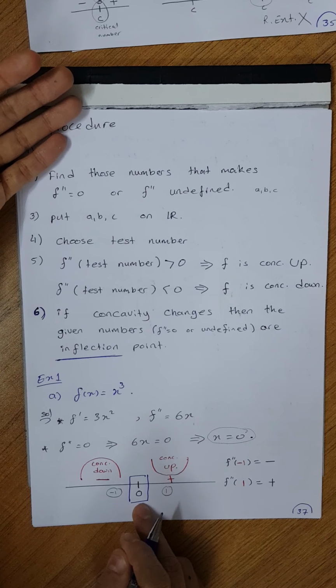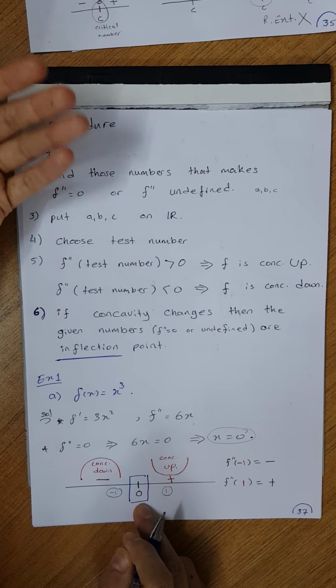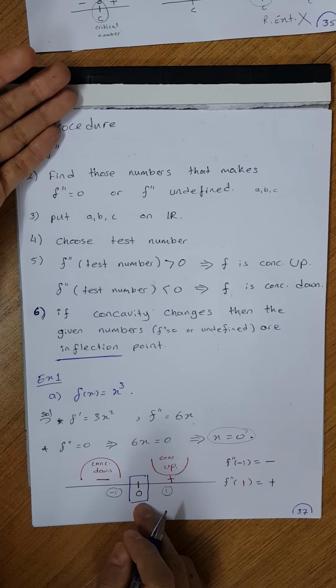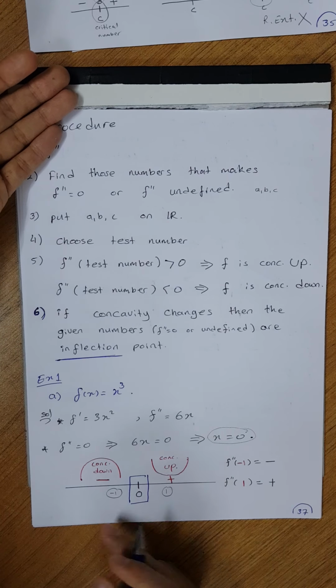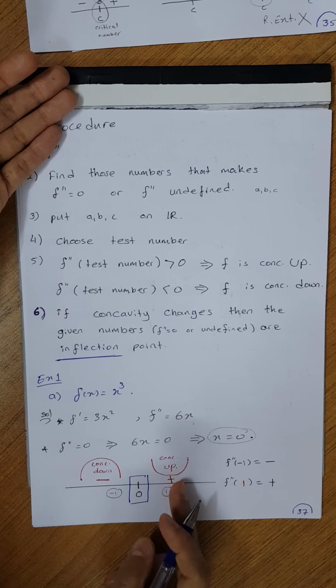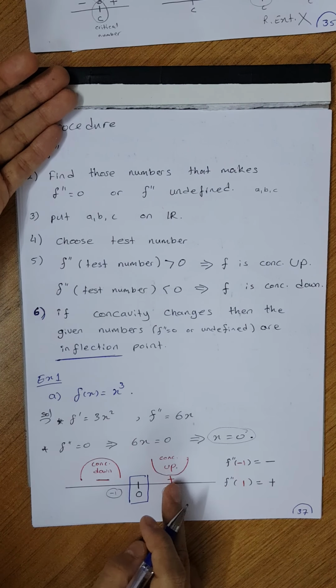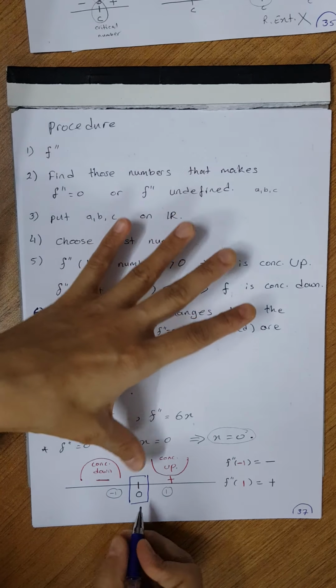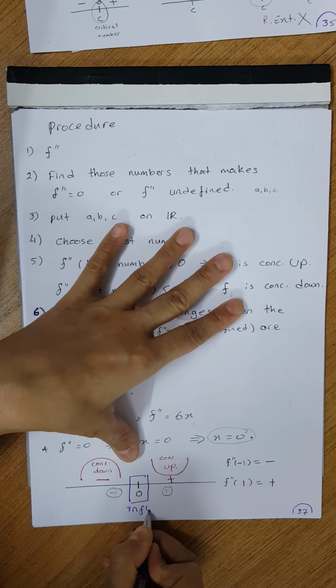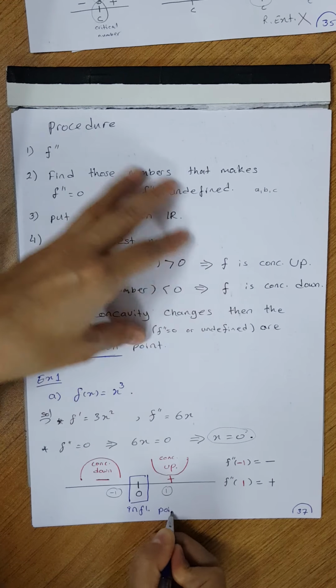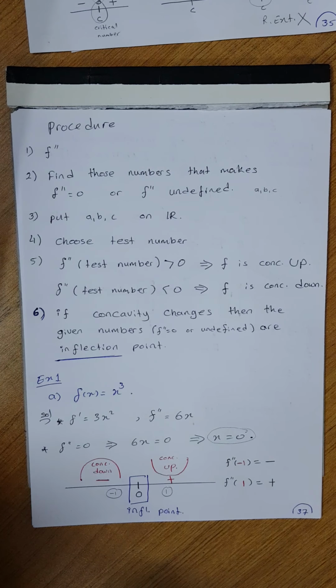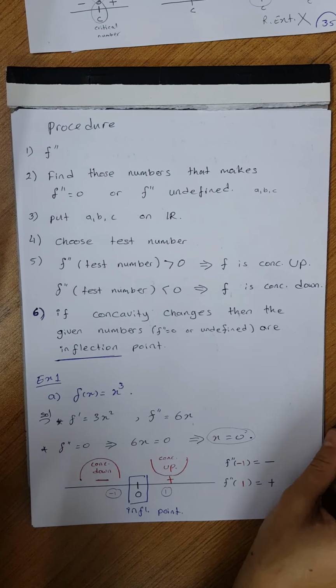If I look at 0, okay, that's the number where I check the inflection point. If I look at 0, does concavity change from left to right? Yes, it changes, because from the left side I have got negative, that means concave down, and from the right side I have got positive, that means concave up. Since the concavity changes from down to up, I will call this one an inflection point. Okay, and that is it for the procedure for finding the concavity of a function.